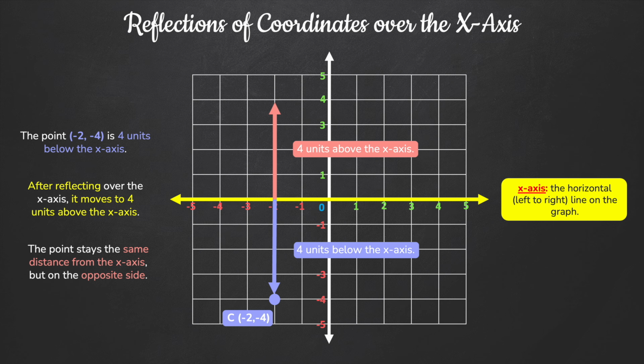So we're going to plot it 4 units above the x-axis, and now we have our reflection, which is point C prime at negative 2, 4.